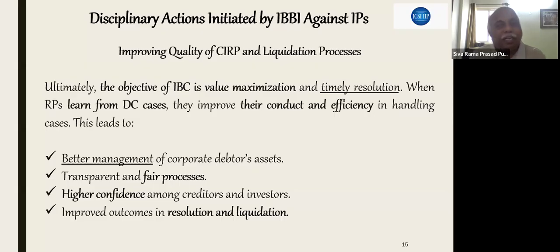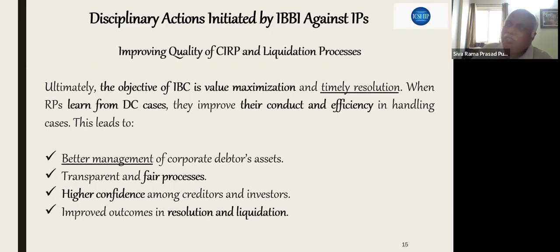This leads to better management of the corporate debtor's assets, transparent and fair processes, higher confidence among the creditors and investors, and improved outcomes of the resolution.